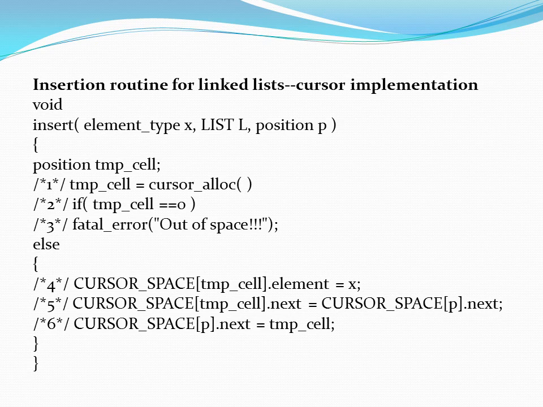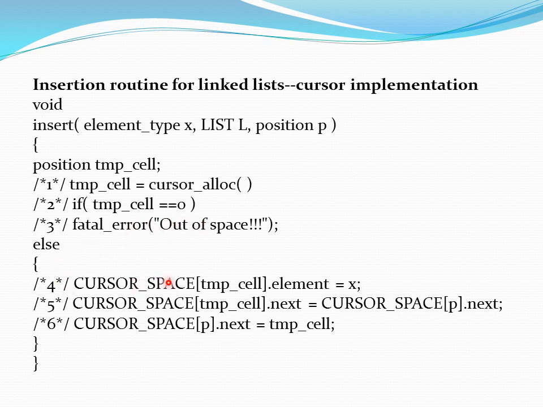Next, the insertion routine for a linked list: void insert(ElementType X, List L, Position P). The element X is inserted in the list L at position P. Position temp_cell: in the temp cell we are allocating by calling the alloc function, cursor alloc. If temp_cell equals 0, it means there is no space in the list, so it displays an error message, out of space.